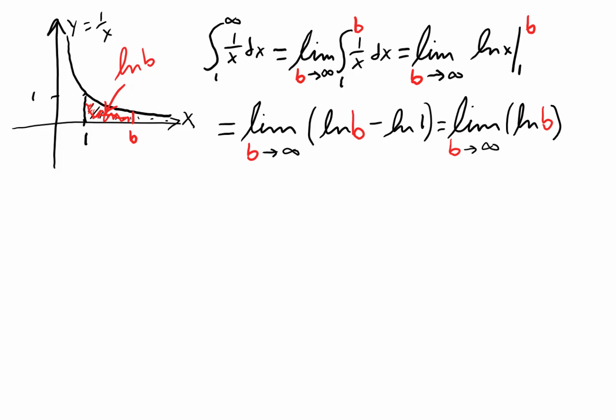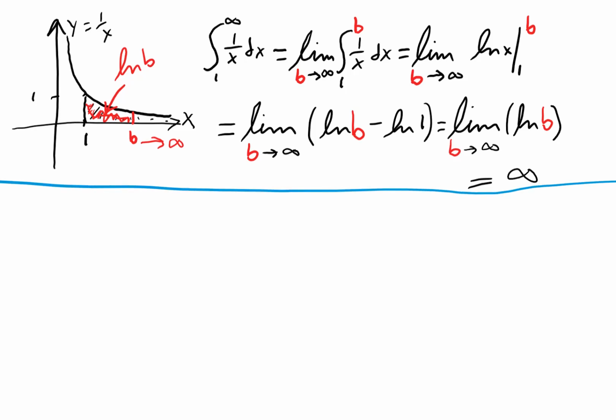Now we consider the effect of letting b approach infinity. As b approaches infinity, the natural log of b also approaches infinity. The area is infinite. This may seem obvious. As you keep taking b further out to the right, you keep getting more area. So taking b infinitely far to the right gives infinite area.